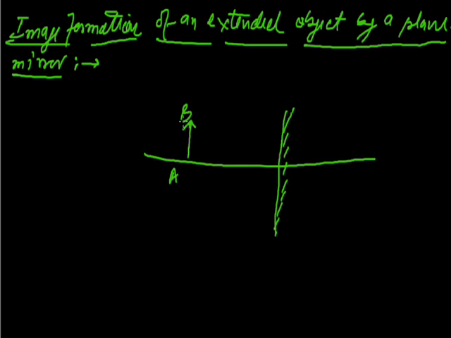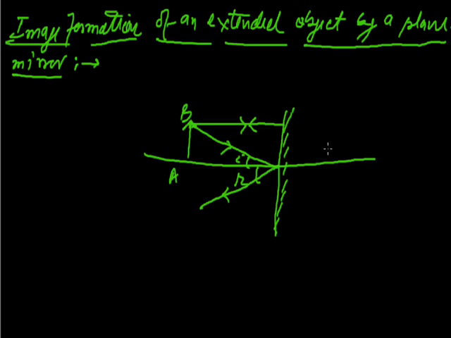A ray parallel to the axis falls at 90 degrees, so it will reflect on the same path. A second ray, suppose it falls at this point, this angle is I, it will reflect at the same angle, that's R, because I and R will be equal.